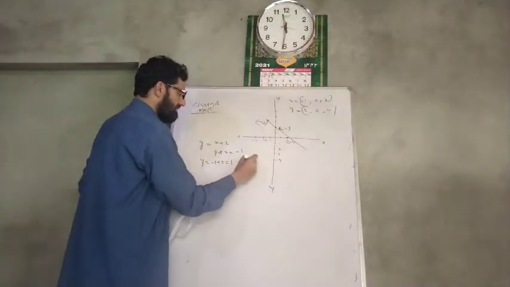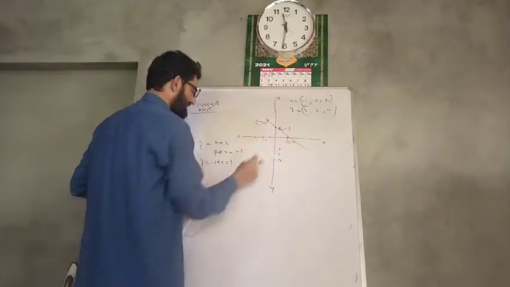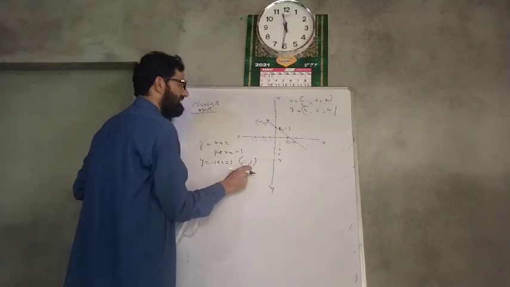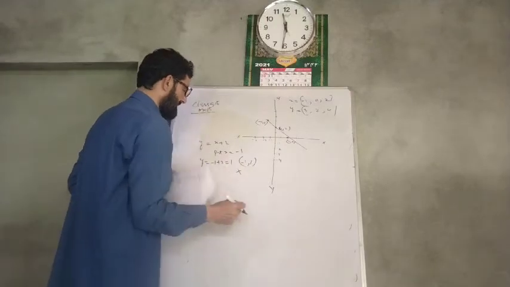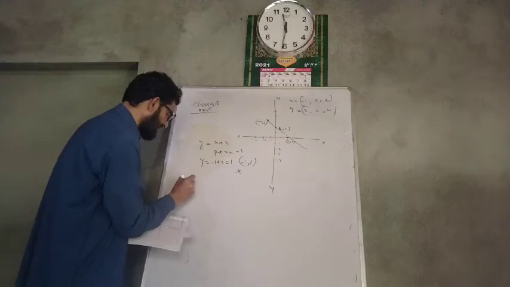So this is minus 1 plus 1. For this choice, y should have been 3 here, but what is y? Our y is 1. So this is not the graph of this equation. Now let us see the second equation.